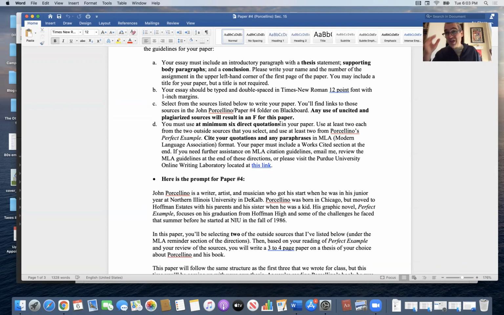If you want to think of it that way, that's easier for me when I'm writing essays like this. 2 from each of the outside sources you're using, which in this case are interviews with Porcelino for the most part. There's a couple of essays in there that you're welcome to use. And then 2 references to the book itself. That's a good way to break it down and organize your paper.